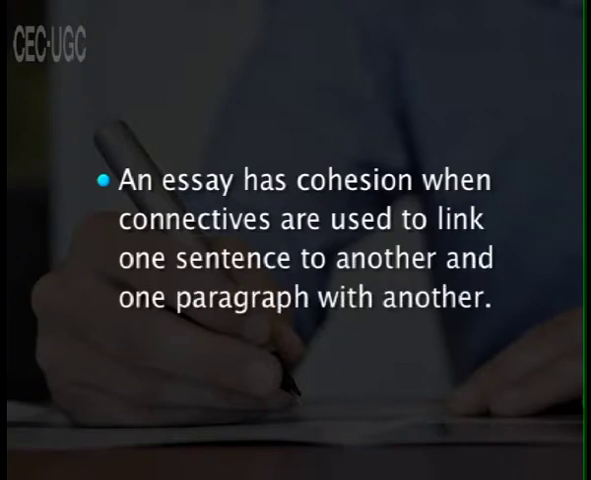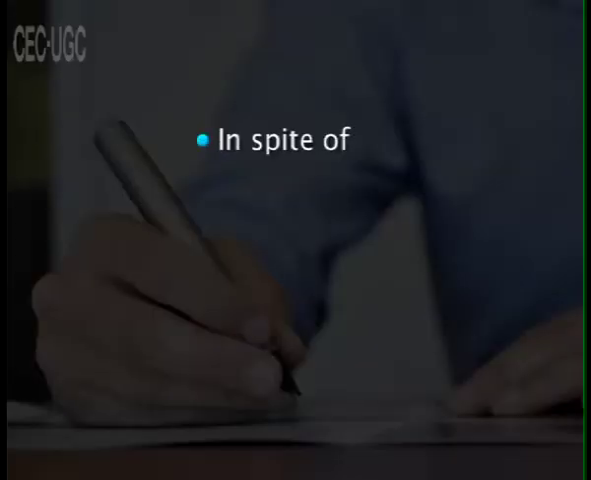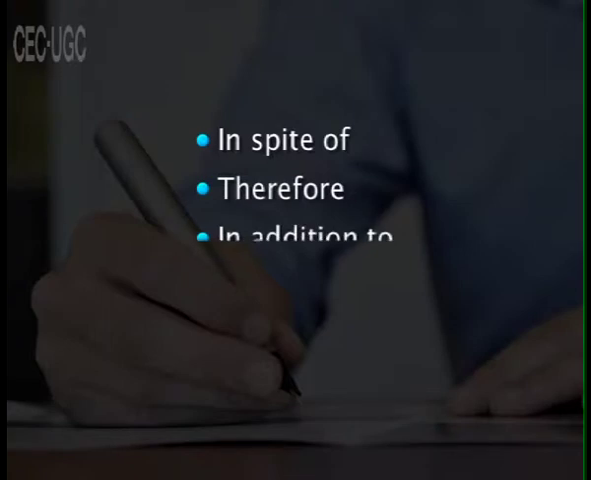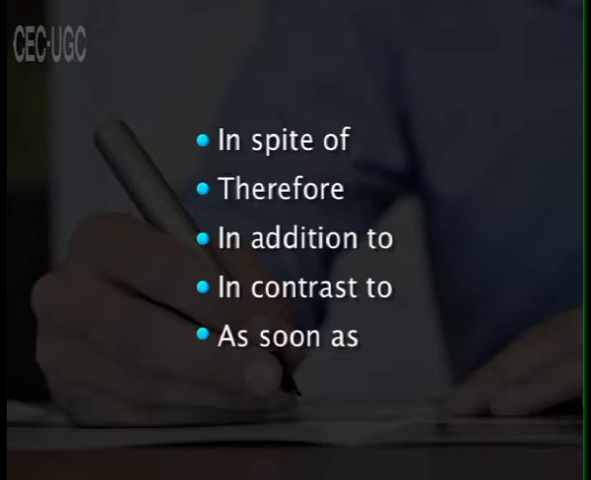An essay has cohesion when connectives are used to link one sentence to another and one paragraph with another. You know what are connectives? The linking devices. For example, in spite of, therefore, in addition to, in contrast to, as soon as, all these are called connectives. An essay has coherence when the thought structure has logical patterning which connects the reader's world knowledge to the text, the presented knowledge.